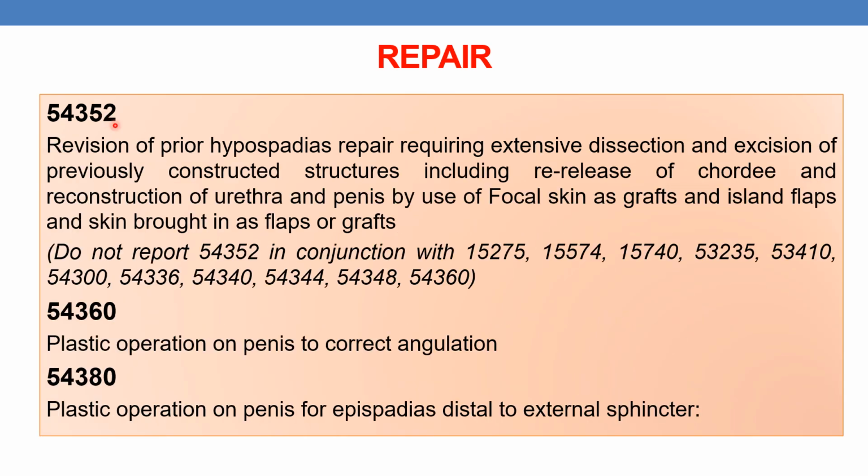The next is 54352, revision of prior hypospadias repair requiring extensive dissection and excision of previously constructed structures, including re-release of chordae and reconstruction of urethra and penis by use of focal skin as graft and island flaps and skin brought in as flaps or grafts.